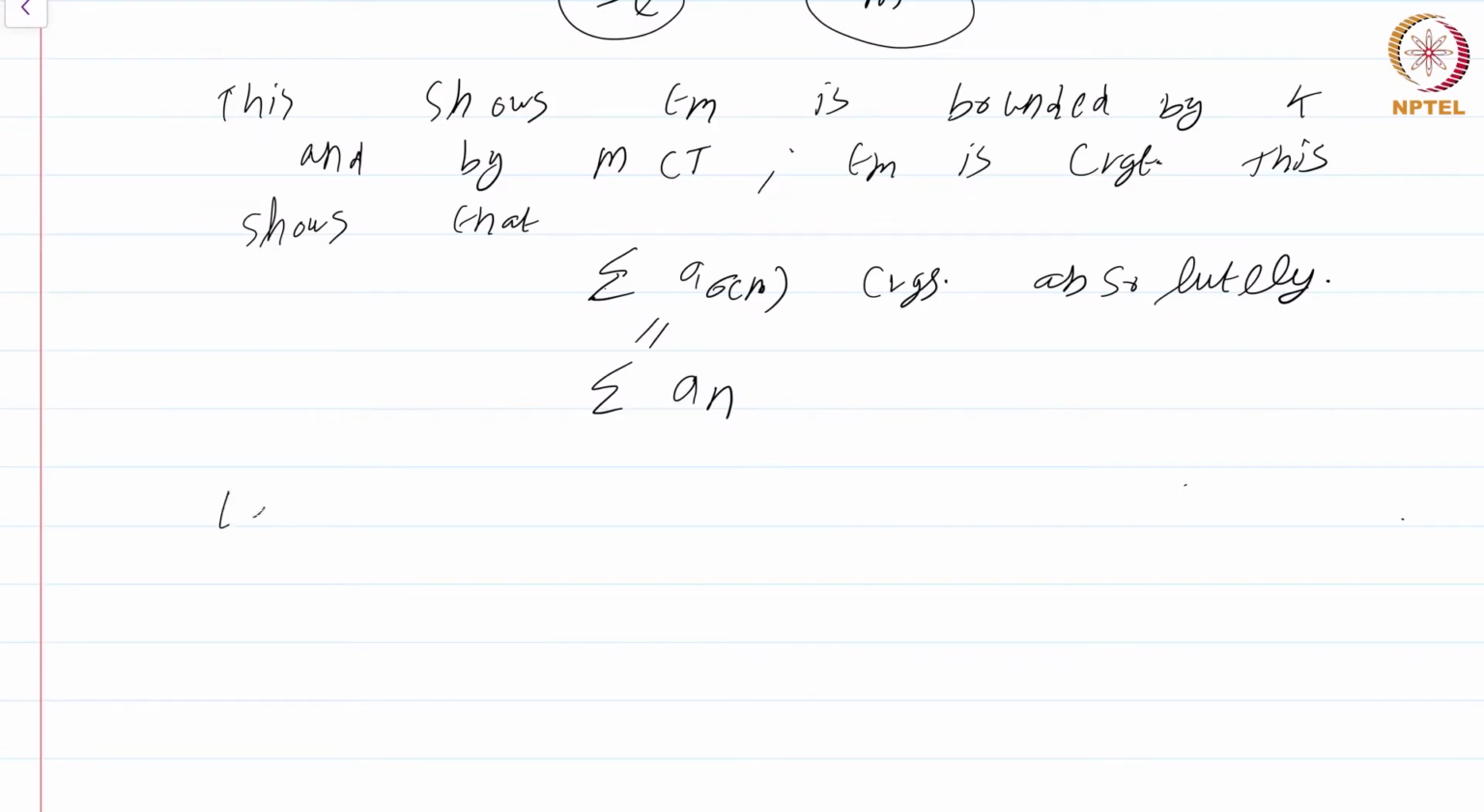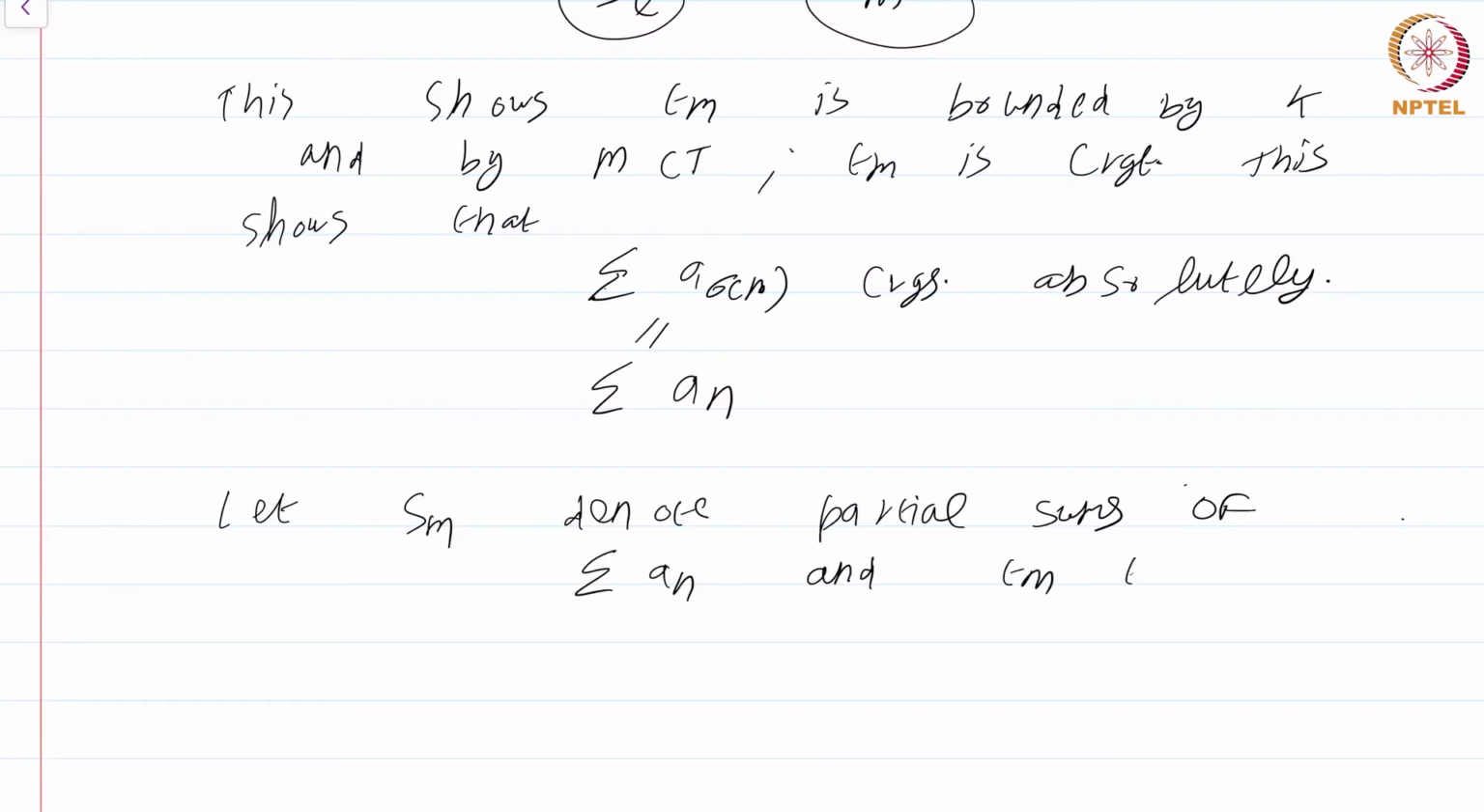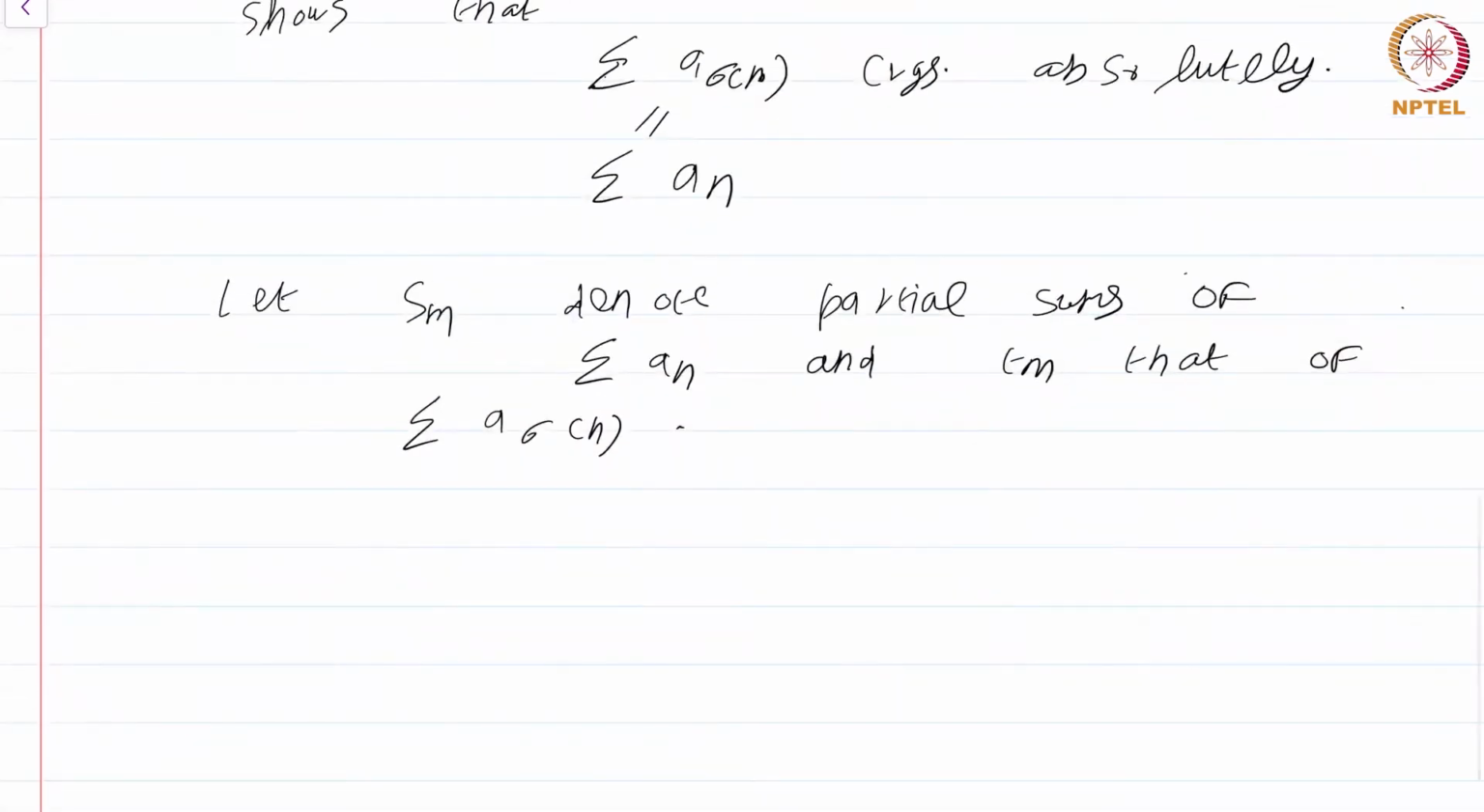Now we reuse notation and let Sm denote partial sums of summation an and Tm that of summation a sigma n. Now we want to show that Tm converges to the same limit as Sm, and we can achieve that by showing that mod Sm minus Tm converges to 0. If we can show this, we are actually done, right? Now, how are we going to show that mod Sm minus Tm converges to 0? We pull the same trick that we pulled last time.